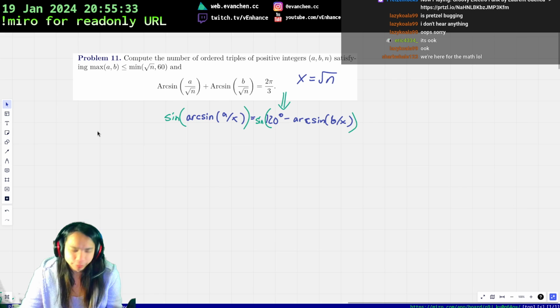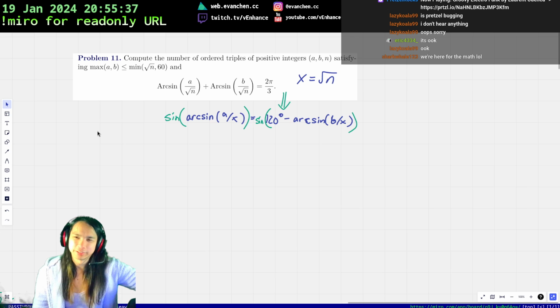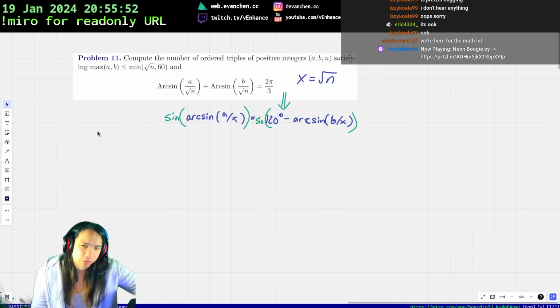This is a one-way implication. So I feel like if I was doing this, it would give me the heebie-jeebies, because I'm taking the sine of both sides. It doesn't go backwards, right? A solution to this second equation I have written down here will not necessarily give you a solution to the original.